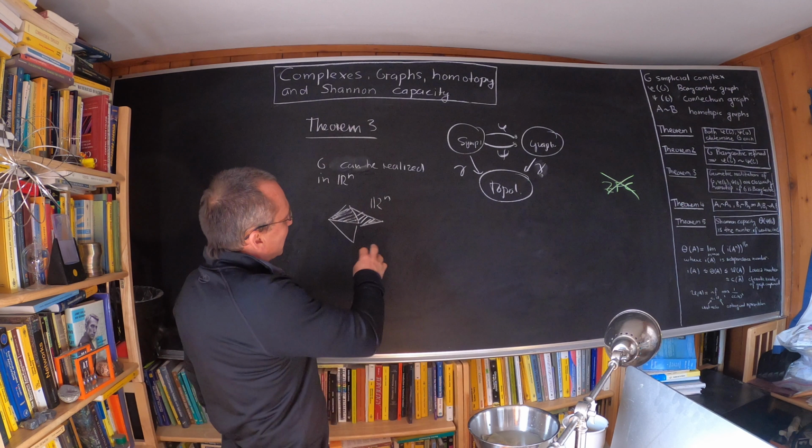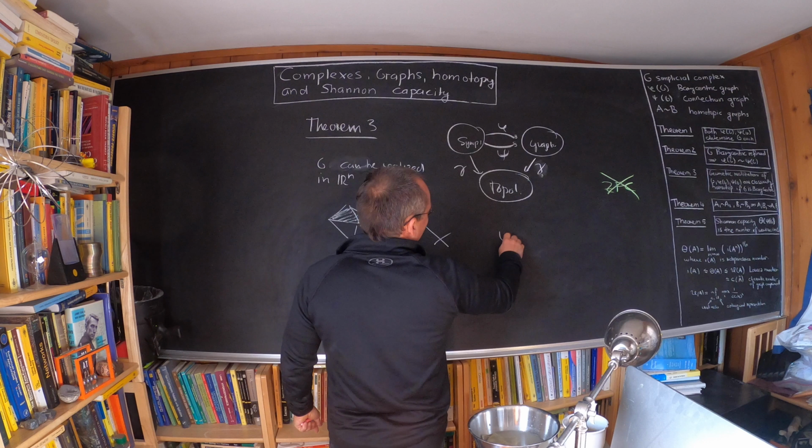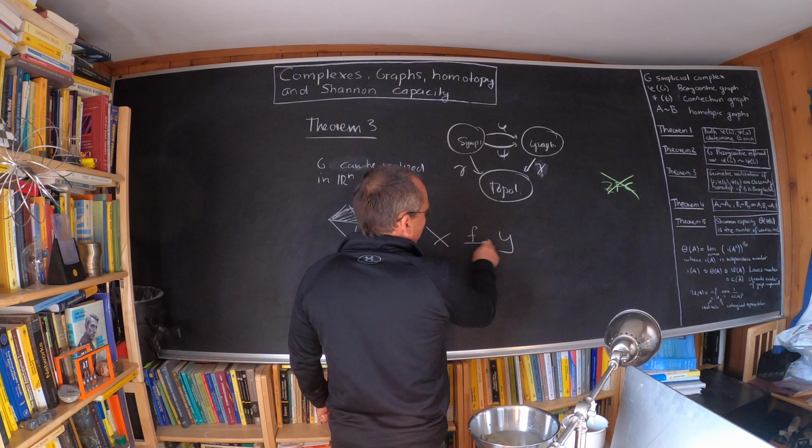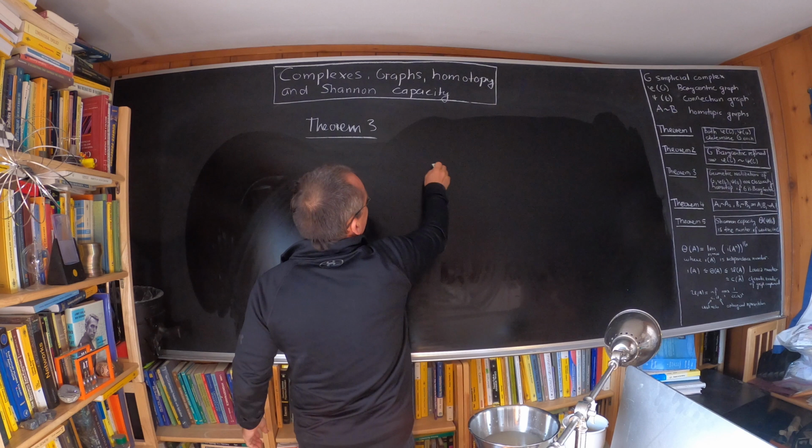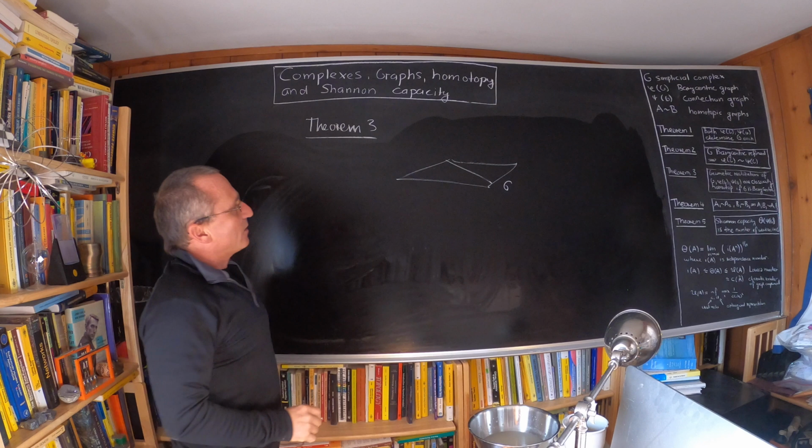And then in R^n, or in topological spaces, we have homotopy things. We say X is homotopic to Y if there exists a map F and a map G such that F composed with G is homotopic to the identity map. But what do we have? Just a picture here. If we have already realized G, now we want to realize G plus x. So this is realized in R^n.